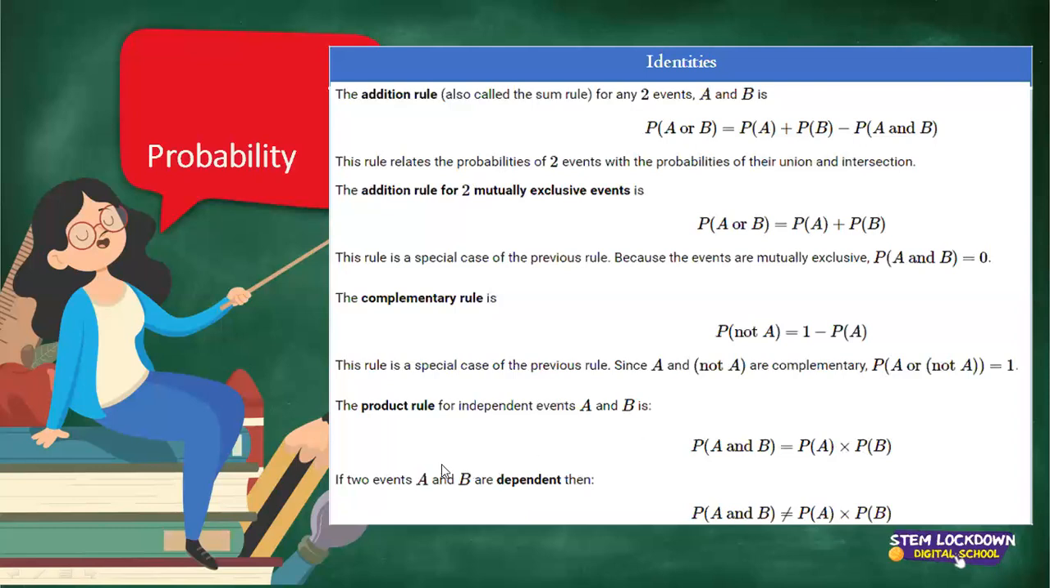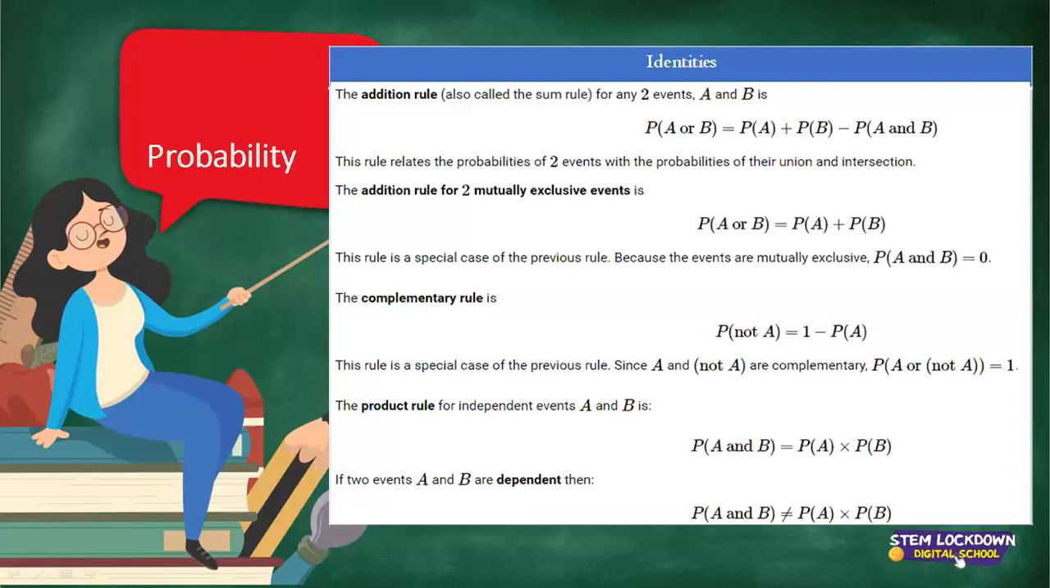But for a dependent event, if two events are dependent on each other, then the probability of A and B is not equal to the probability of A times the probability of B. Okay, so this is the independent and the dependent rule. These are the identities we employ.